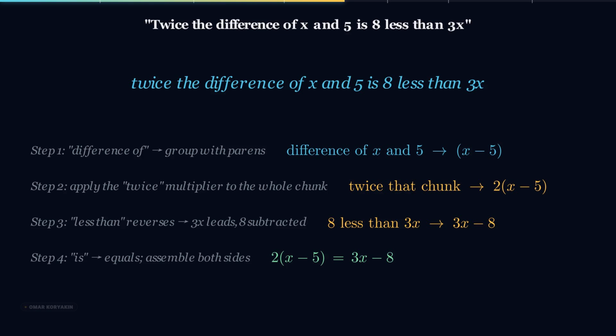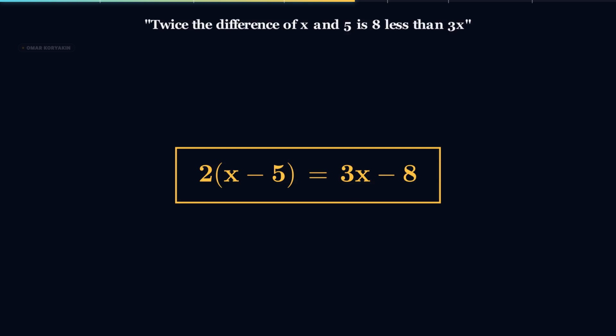Notice the parentheses on the left and the order on the right are exactly what the trap families warned about: the difference of needed grouping, the less than needed reversal. Both traps were handled cleanly because we processed each piece deliberately rather than rushing. So the translated equation is 2 times parentheses x minus 5 parentheses equals 3x minus 8. The big lesson from this example is that 2 or 3 traps can stack inside a single sentence, and each one needs its own deliberate handling.